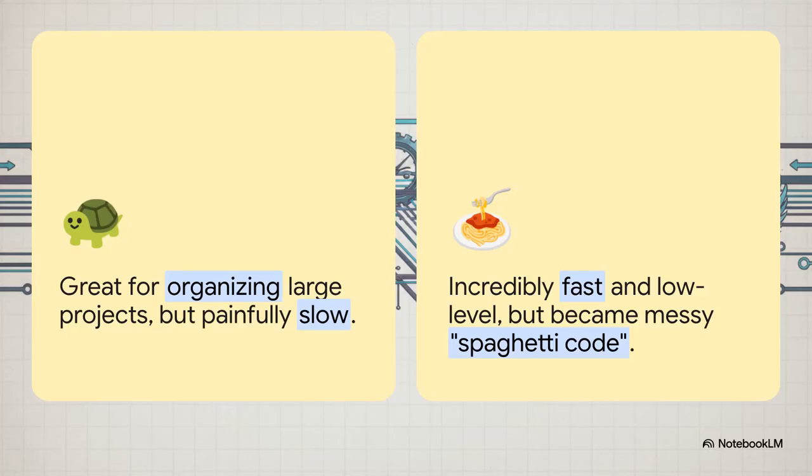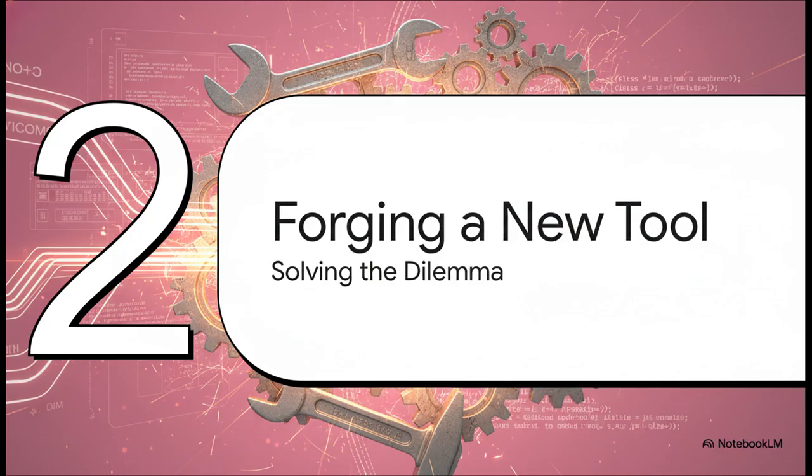Okay, so on one side, you had languages like Simula. It was fantastic for organizing these huge, complex projects, but man, was it slow, painfully slow. Then on the other side, you had C, the undisputed king of speed. But as projects built in C got bigger and bigger, the code would often just devolve into this tangled, unreadable mess that programmers call spaghetti code. You were basically stuck choosing between a turtle and a plate of spaghetti. Not great options.